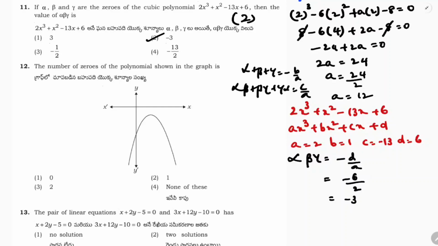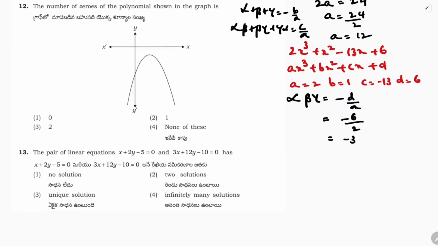Next one. The number of zeros shown in the graph. See, no zeros. Here we will not get any zeros. So 0. The correct option is 1, because the graph does not cut the x-axis. This is the x-axis. If the graph cuts like this, we can say 2 zeros. So here there are no real zeros. So the correct option is 1. Next one.